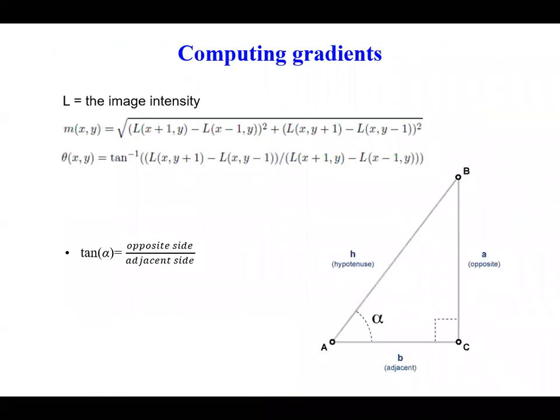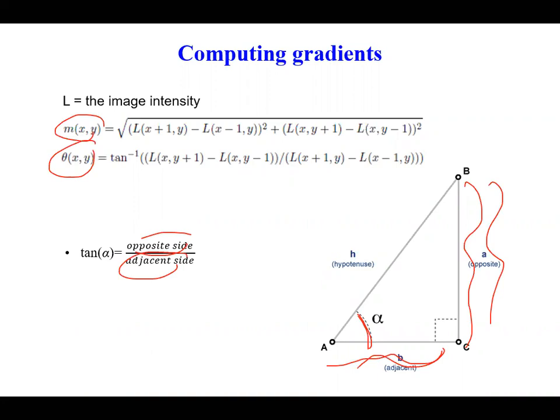How to calculate the gradient is just what we expect when I get the m and the theta. If this is alpha or theta, then tan theta will be this side over this side, as you can see from here. How we calculate this side and this side is the difference in y divided by the difference in x. When I get the magnitude, it is the square root of the difference in x squared plus the difference in y squared.